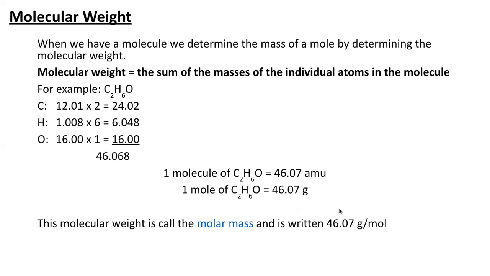So what you should understand from this section is that you should be able to look at a compound or a formula. You should be able to look at the individual atoms on the periodic table and come up with some type of formula or molecular weight, and then write it as a molar mass, which is going to be the grams that you calculated divided by a mole.